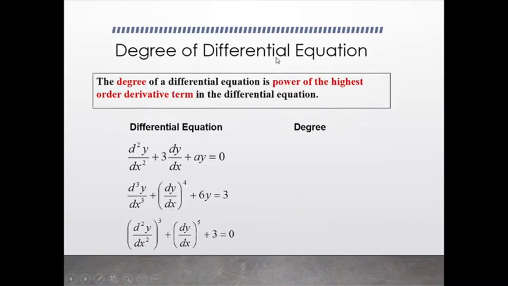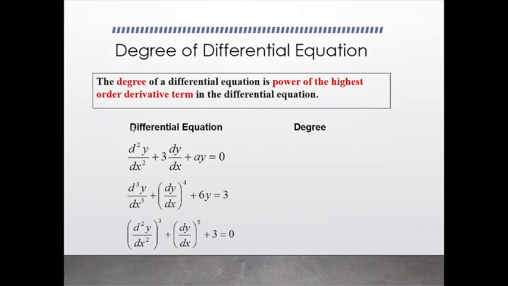For the degree of a differential equation, the degree is the power of the highest order derivative term in the differential equation. First we look at the highest order derivative, and then look at its exponent. So we have this differential equation. As we can see, the highest derivative is the second derivative, and its exponent is 1.